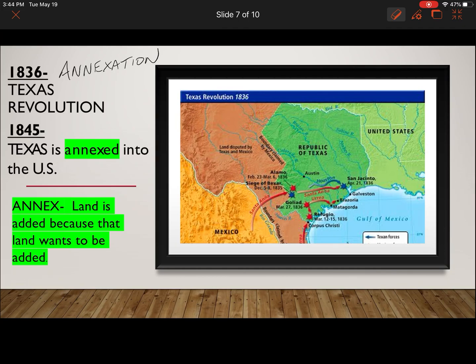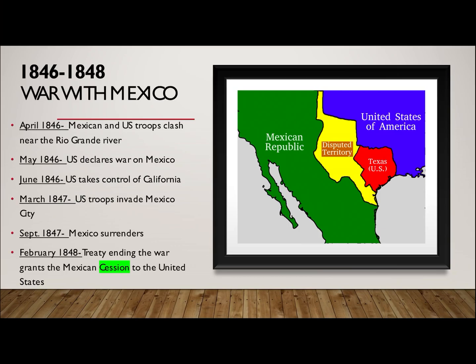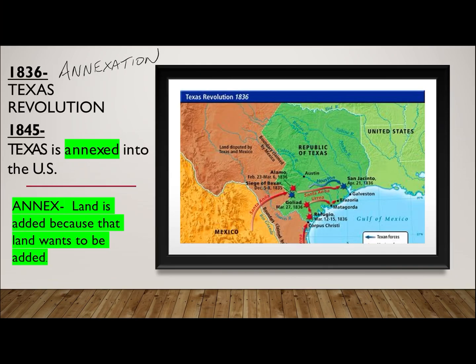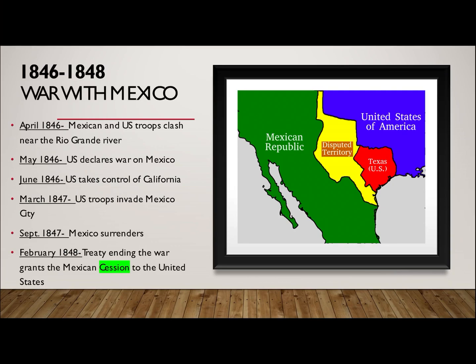When Texas is annexed into the United States, Mexico becomes extremely unhappy with the United States government, and it's going to lead to war between the United States and Mexico. So let's move on and talk about that war. All right. Texas was added in 1845. By 1846, problems begin between the United States government and Mexico.